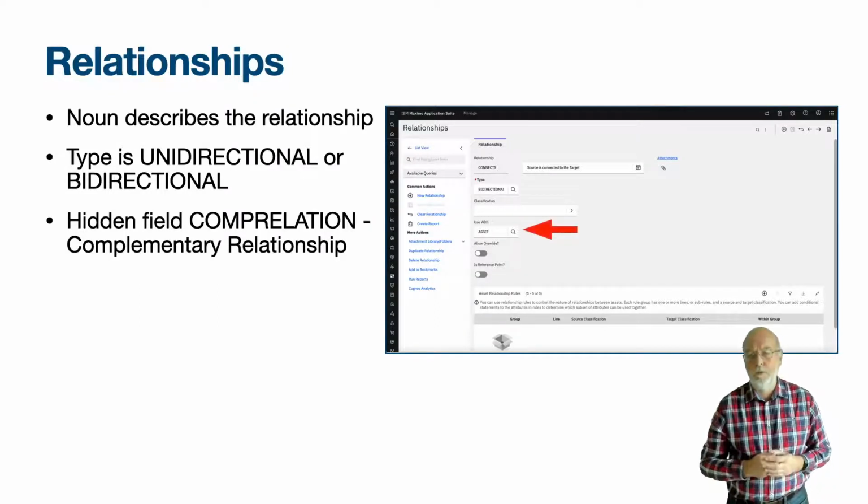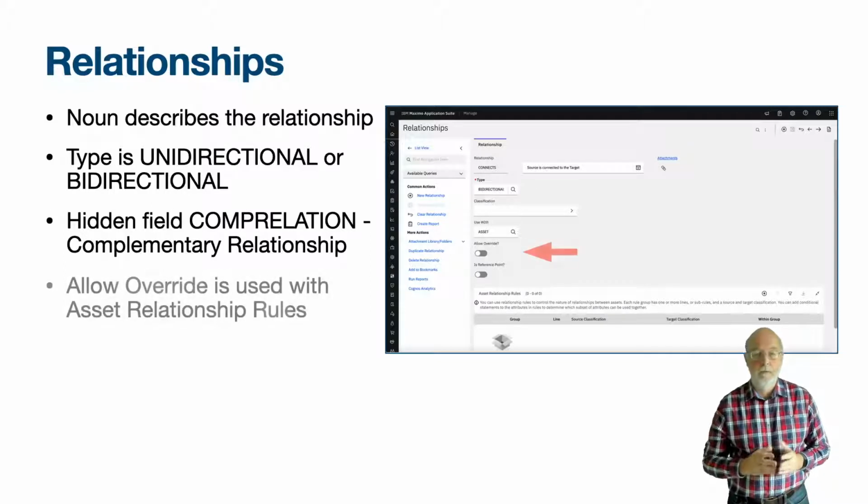The Use With field has two options, Asset and CI. If you're not using configuration items, then I would change the default value to Asset in database configuration. The Allow Override field is used if you are going to create asset relationship rules. It turns an error when a rule is broken to a warning, which allows you to choose whether to override the rule or not.